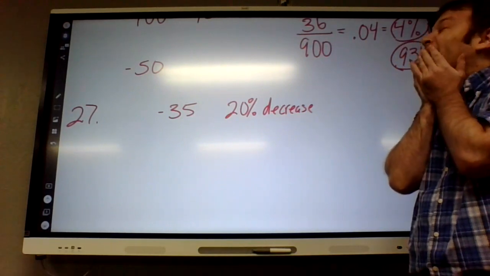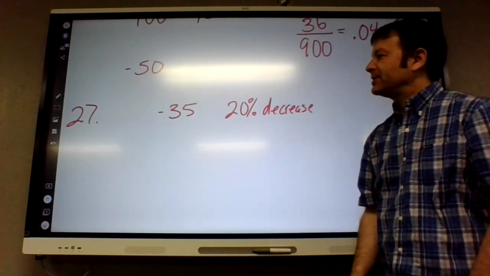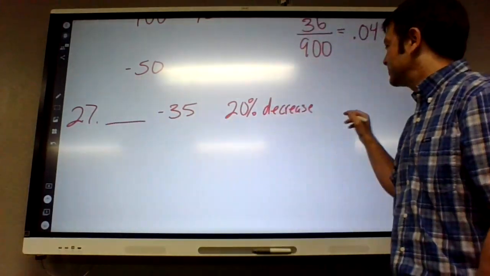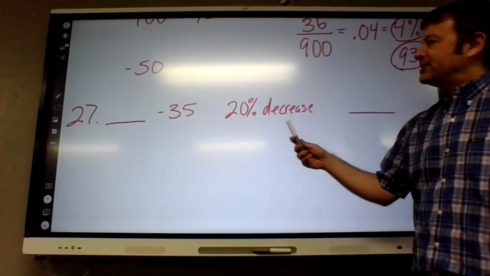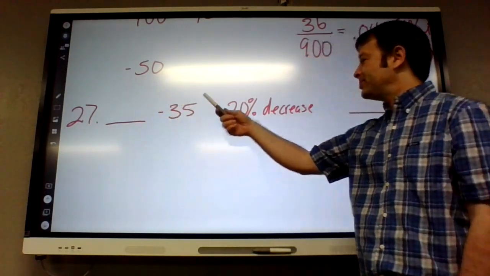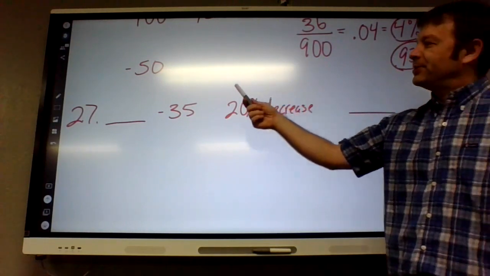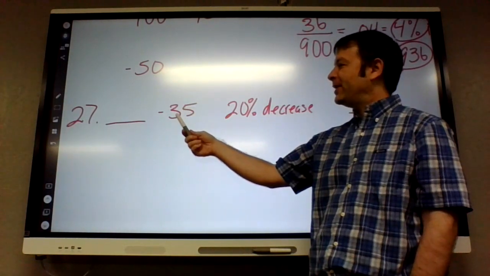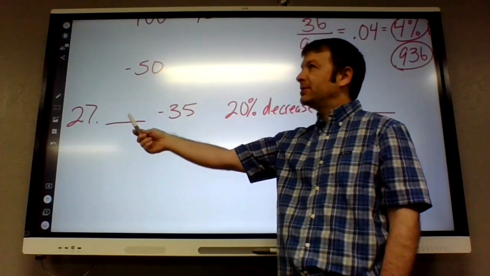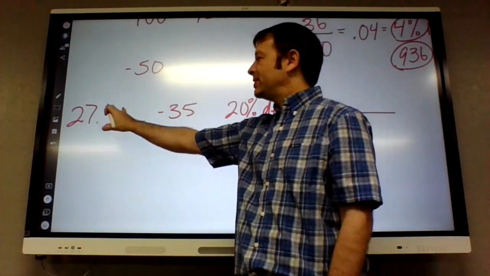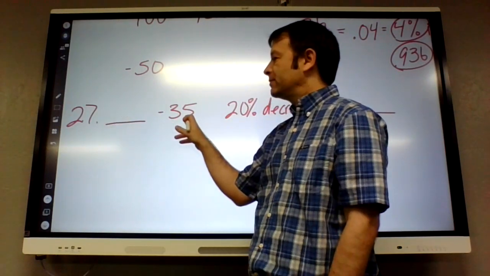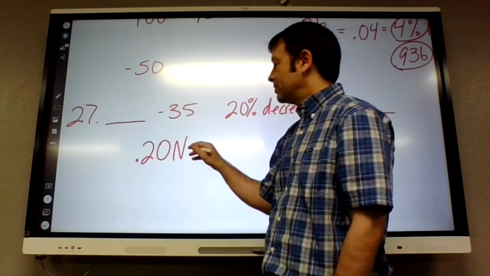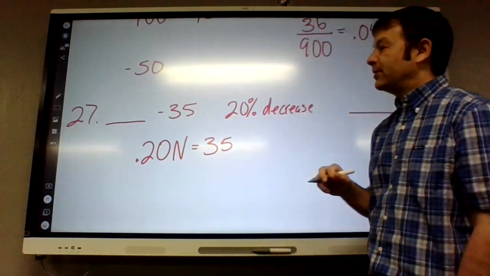Oh boy, what a mess. All right. In this problem, it's the original number, which we don't know, and the last number we don't know. It says this number is supposed to decrease by 20% to get this number, and also it's decreasing by 35. So basically what they're telling us is that 35 is a 20% decrease on this number. In other words, 20% of this number gives us that 35.